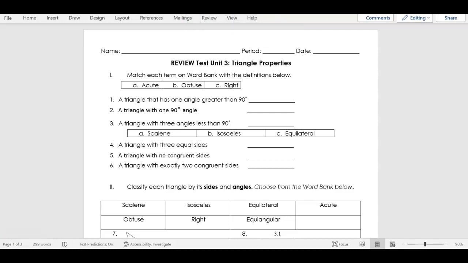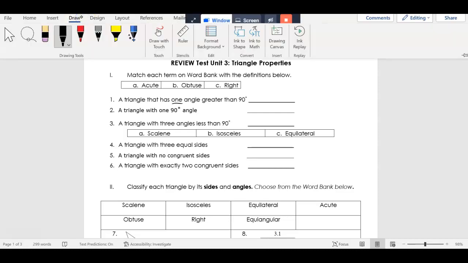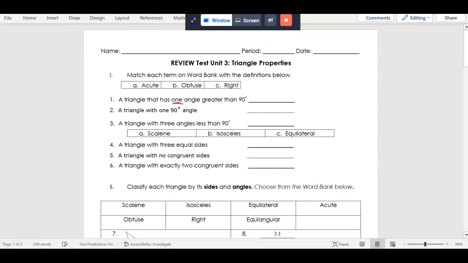Okay, here's the review for test unit 3, triangle properties. You want to match each term on the word bank with the definitions below. If a triangle has one angle greater than 90, that is obtuse. If you have one exact 90-degree angle, that's right. And if you have 3 angles less than 90, remember, greater than is obtuse, less than is acute.